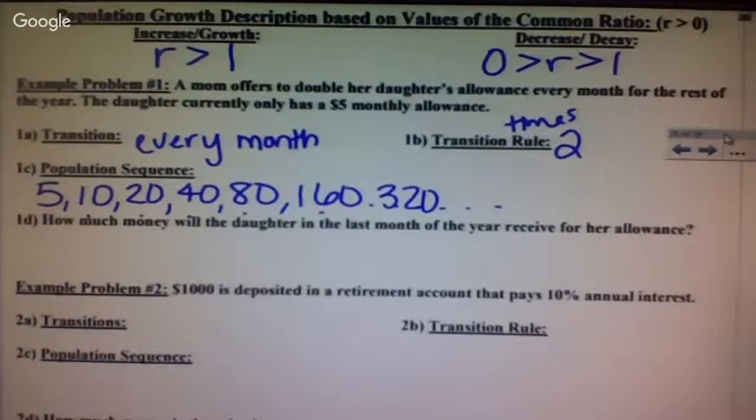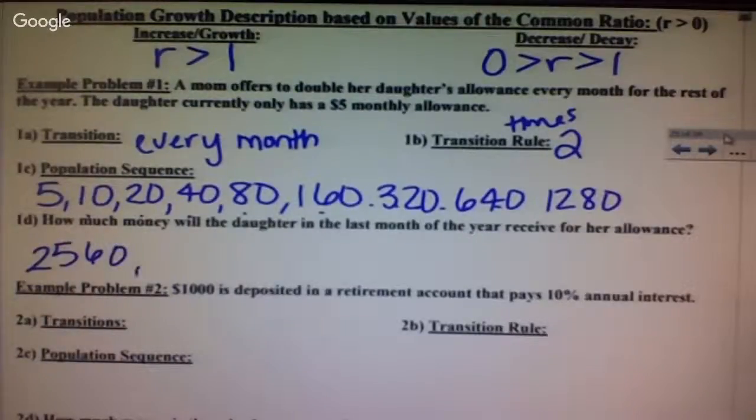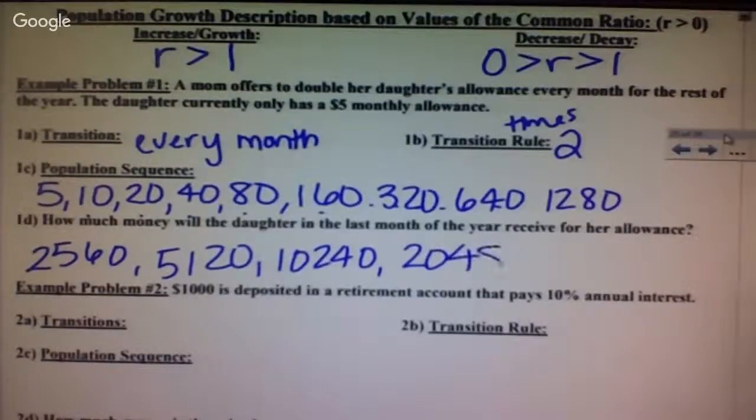So 320, 640, 1280, 2560, 5120, 10,240, 20,480. $20,480 is what you're going to get in the last month of the year.